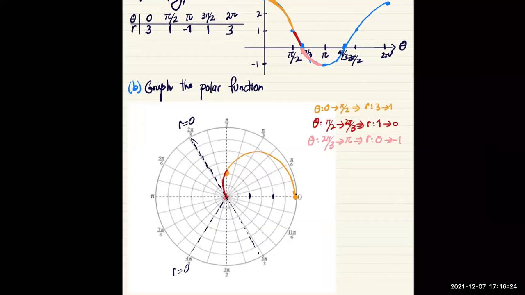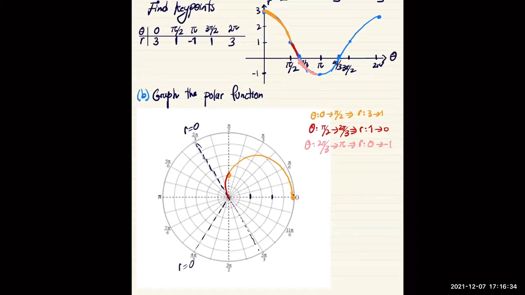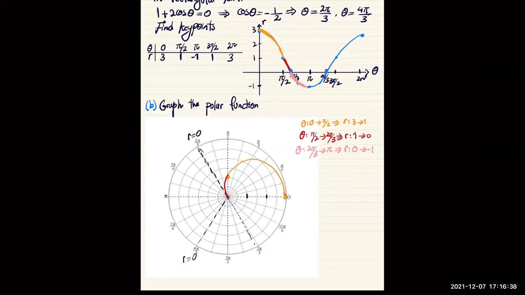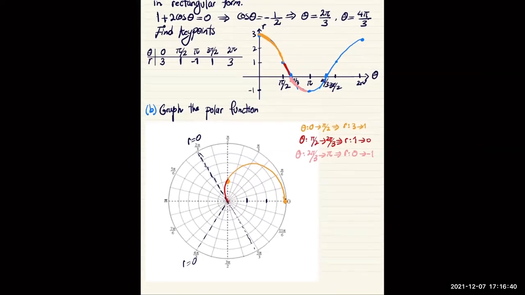Again, from here to here, r is negative, so the graph will be in the opposite region, which would be this region. Well, let's see how. At 2 pi over 3, r is 0. Okay, but later at pi, r is going to be -1.